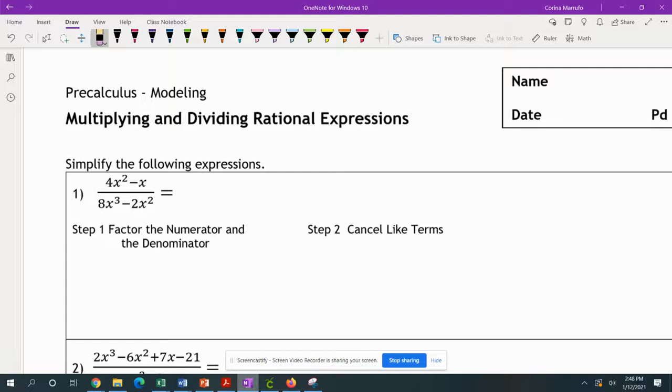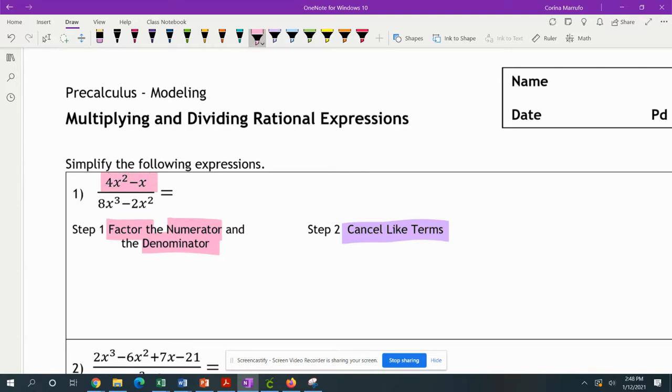Right, so our next lesson is going to be multiplying and dividing rational expressions, which is why we practiced all the factoring lessons before. Okay, so we have two simple steps to simplifying on this one. All you got to do first is factor the numerator and the denominator, and after you're done factoring, you go ahead and cancel whatever like terms you have.